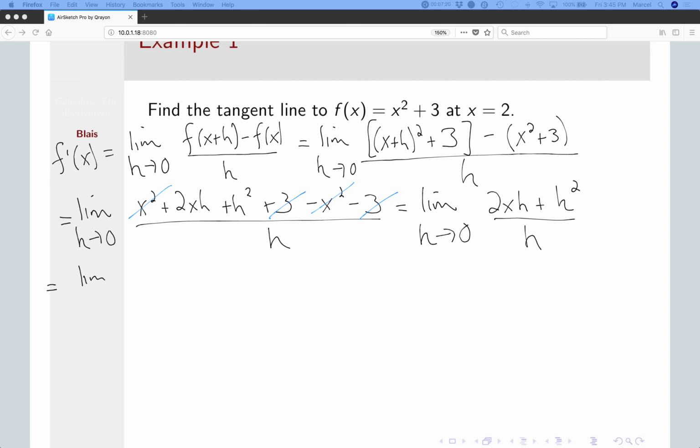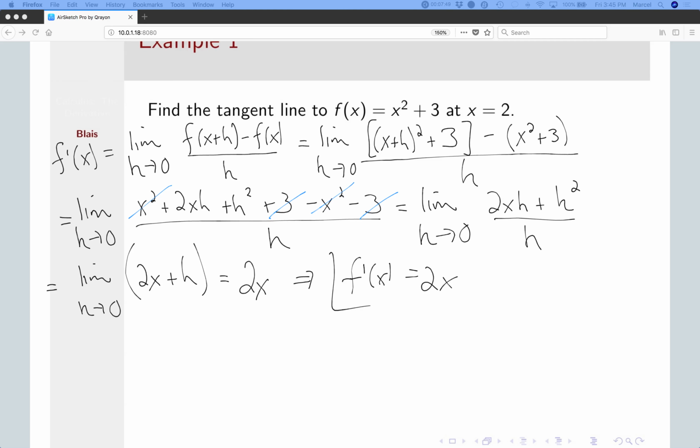So we get the limit as h goes to 0 of 2x. So here we have an h canceling, and here we'll have 1h left in the numerator. So we have 2x plus h. When we evaluate this limit, this h goes to 0, and so we get an answer of 2x. So this tells us that the derivative f prime of x equals 2x. So at any point x, the slope of the tangent line is given by 2x.